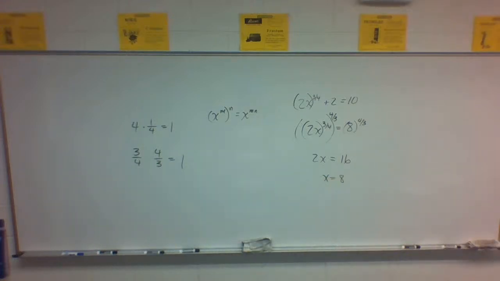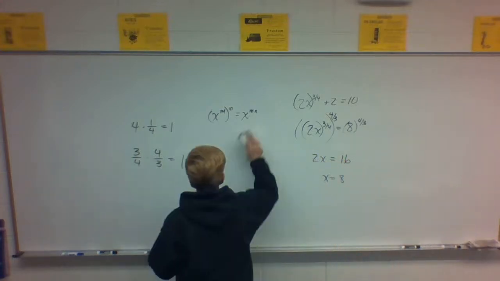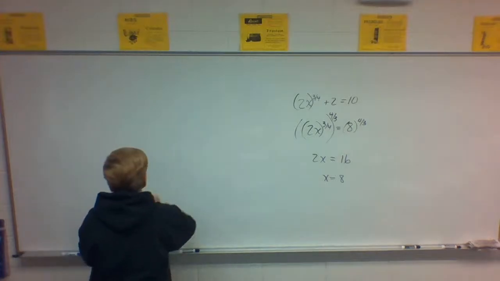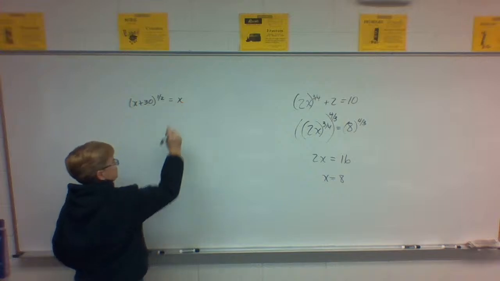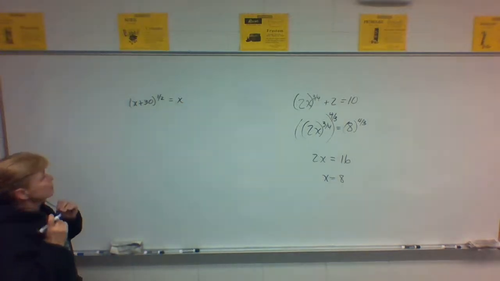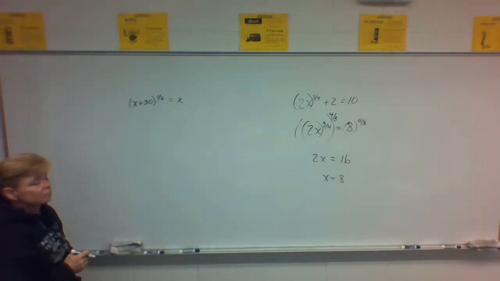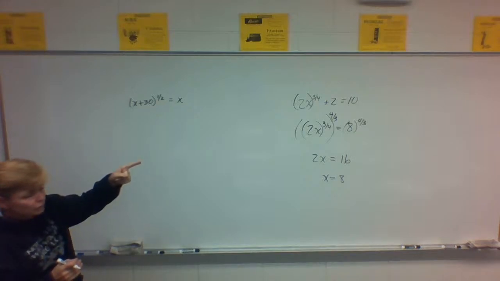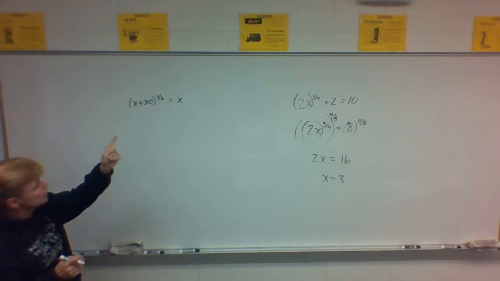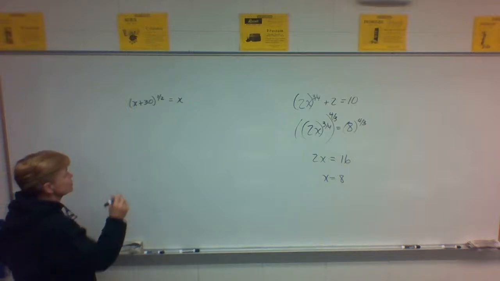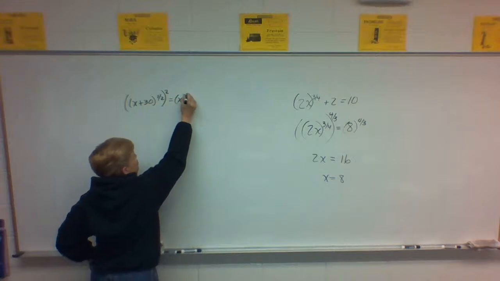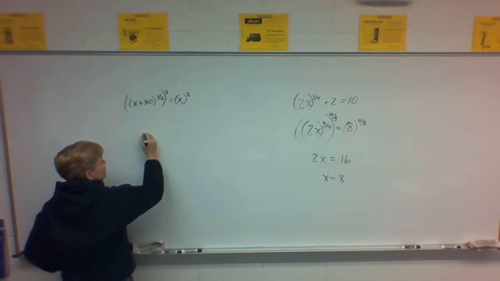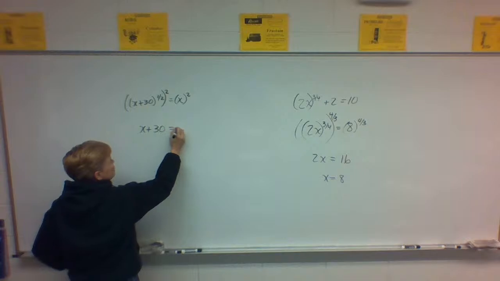Okay, try another one. x plus 30 to the 1/2 equals x. First thing we do is isolate the radical. It is. It wasn't over there; we had to get rid of the 2 before. Here the radical's already isolated, so we multiply by this power's reciprocal on both sides. The 2 times 1/2 takes care of that, so I end up with x plus 30 equals x squared.